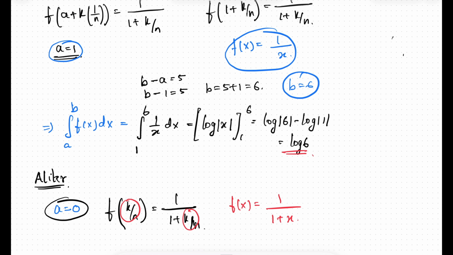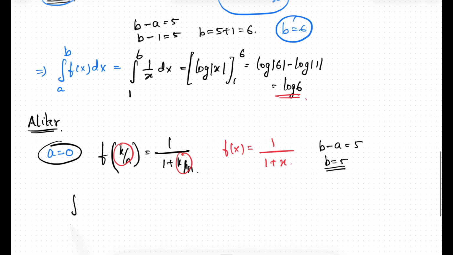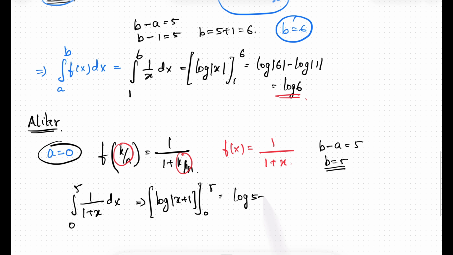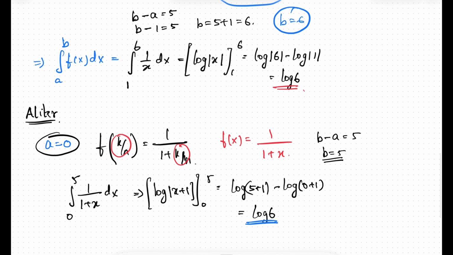And now your b also changes, because your b minus a is equal to 5, and if I take a to be 0, b would be equal to 5. Now the integral can be written as 0 to 5, 1 by 1 plus x dx, which is equal to log of x plus 1, from 0 to 5. This should be log of 5 plus 1 minus log of 0 plus 1. So your answer would be again log 6. So the point is that a, b, f of x have to be set simultaneously, and there is no unique way to do it. You can do it in different ways.